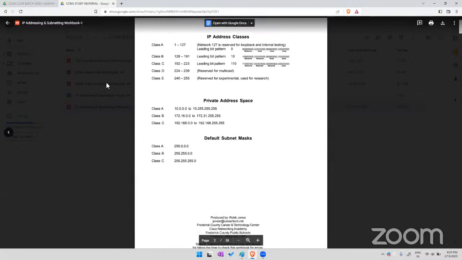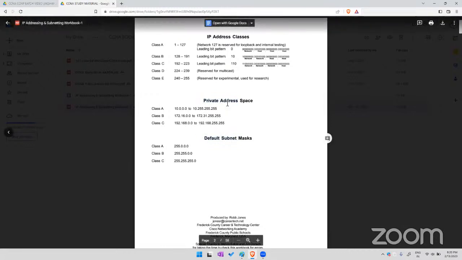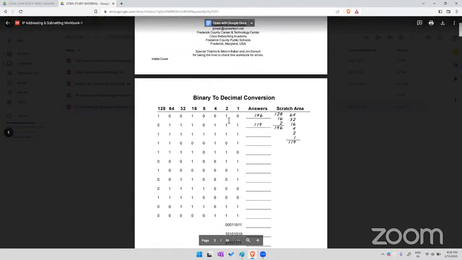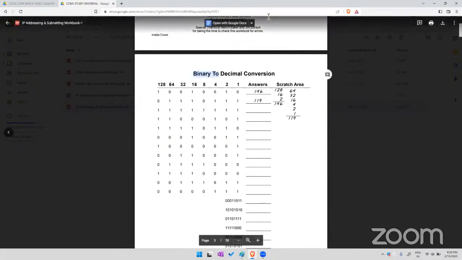Right now, the first exercise is verification of IP address. The second exercise is private address. Then the third is default subnet mask. If you've done the first task, then move to the next task. First, we learn binary to decimal. We can do how to do binary to decimal.